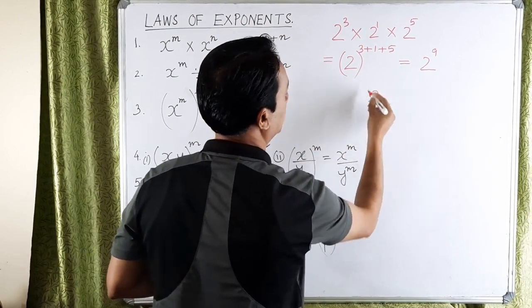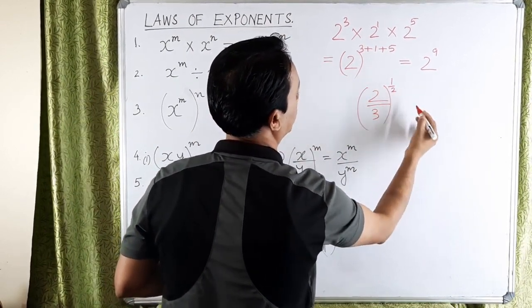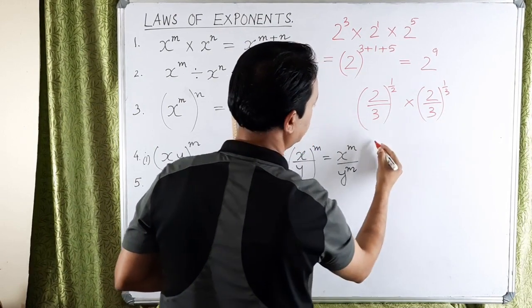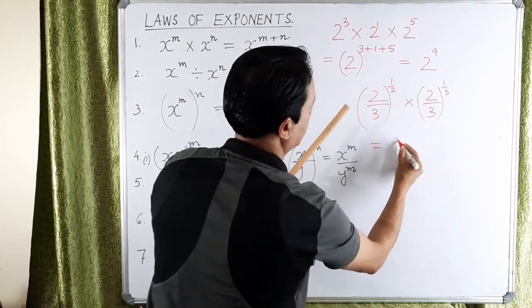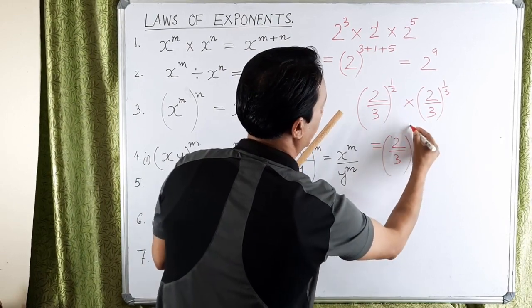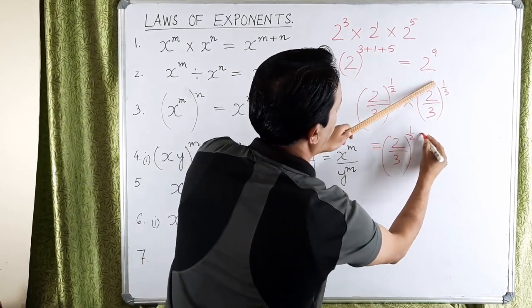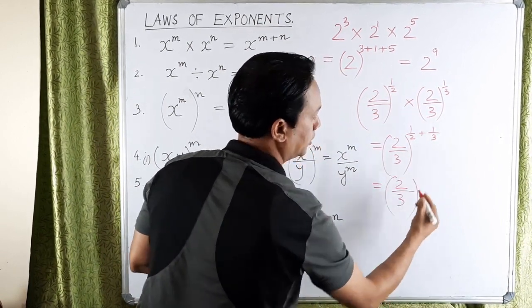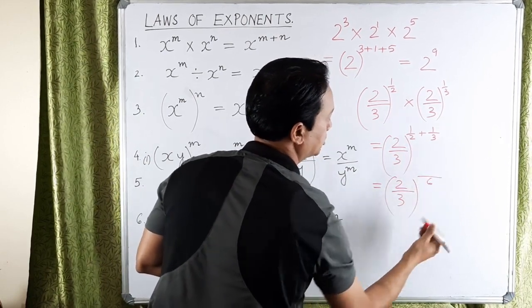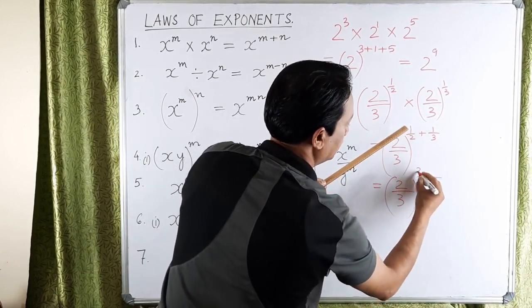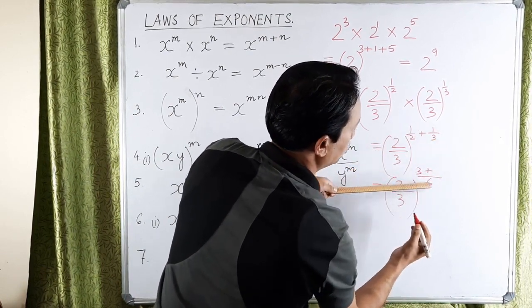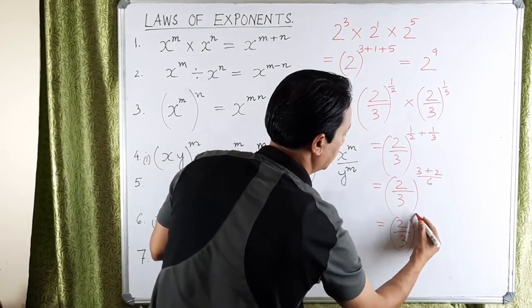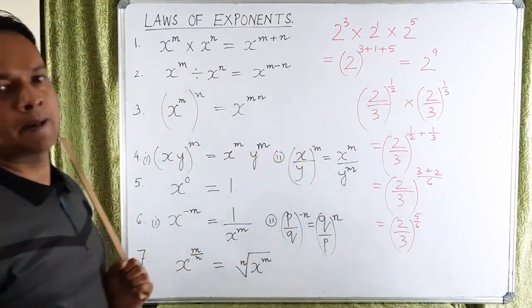Say we have 2 by 3 to the power 1 by 2 into 2 by 3 to the power, say, 1 by 3. Here also the base is 2 by 3, so we'll write 2 by 3 only once and we will add the powers. The power is half and this one is 1 by 3. So it will become 2 by 3 to the power... we'll take the LCM of 2 and 3, which is 6. 2 times 3 is 6, so 1 times 3 is 3, plus 3 times 2 is 6, so 1 times 2 is 2. So this will be 2 by 3 to the power 5 by 6.